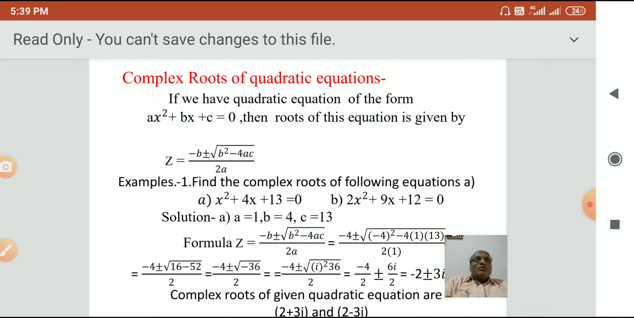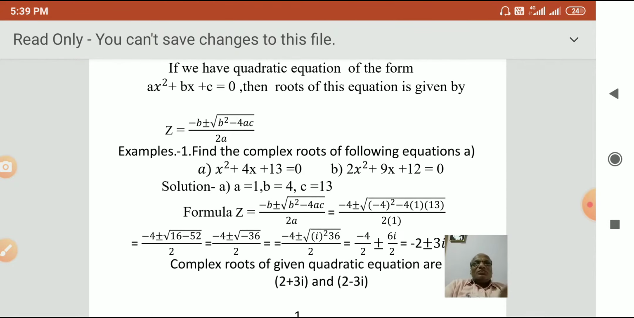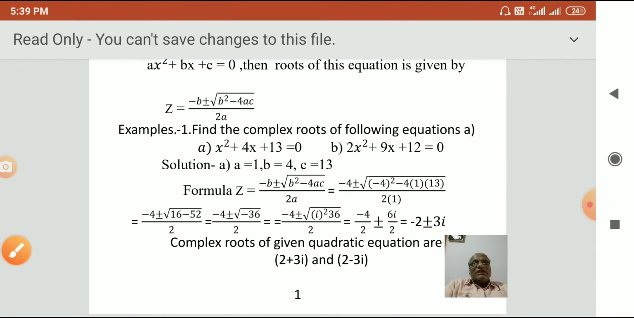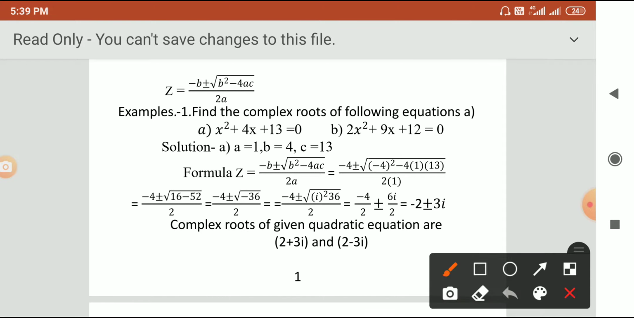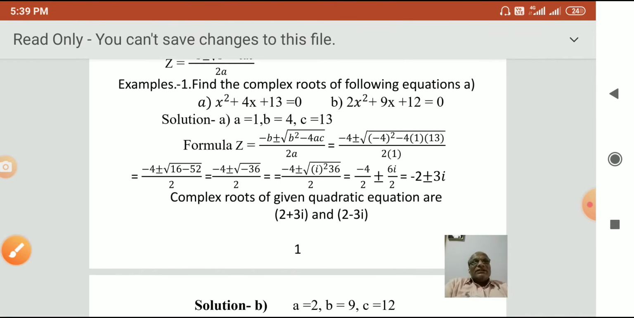Here we are using the words complex root. So when we get a root, it contains a complex quantity, that is i, and hence we call this a complex root. Now we directly see some examples which are based on this formula. So first we take the first example, that is example A.